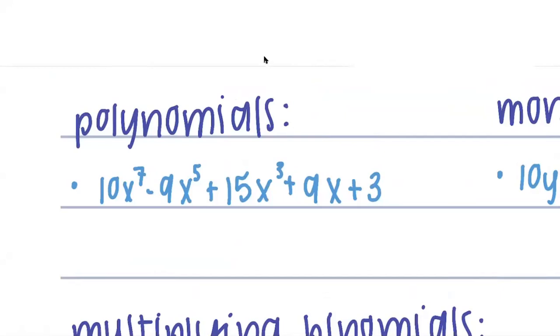According to the definition, a polynomial is an expression that has more than two terms. If you're being more specific, it's usually the sum of multiple terms that contain different powers of the same variable. I'll say that again because that was kind of a lot. It's the sum of multiple terms that contain different powers of the same variable.